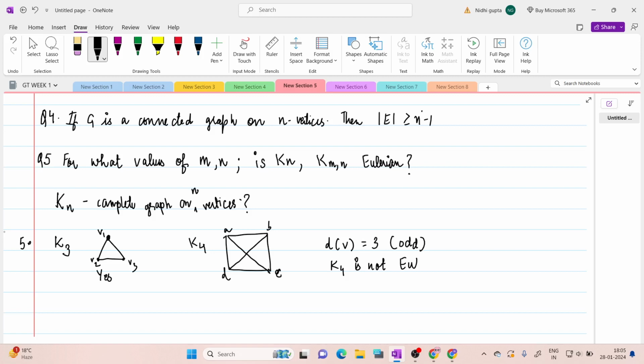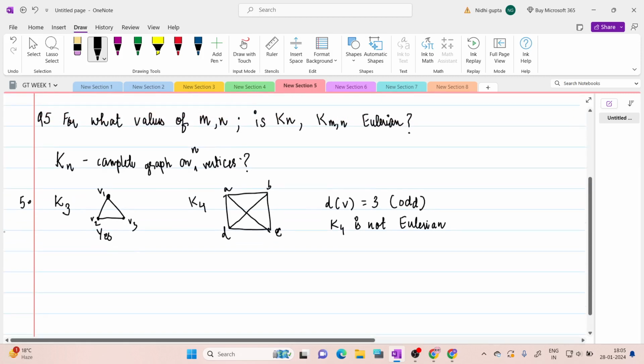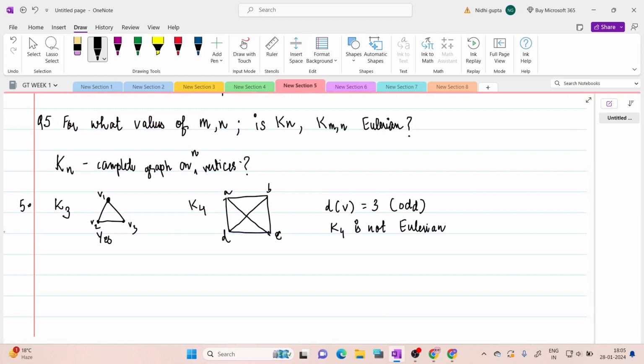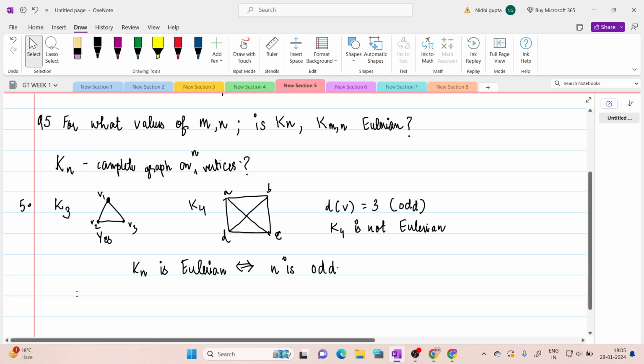So now can you generalize? Kn is Eulerian if and only if n is odd. Okay, so somebody said we can say that Kn is Eulerian if and only if n is odd. Does everyone agree with him?